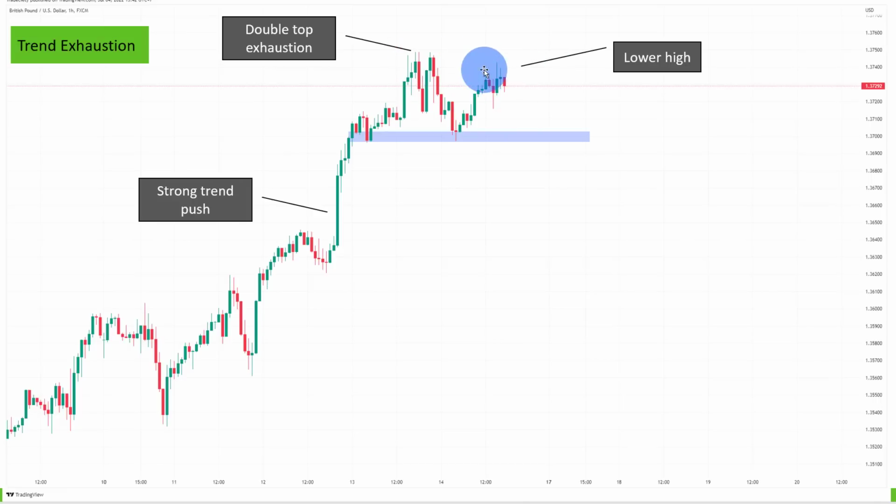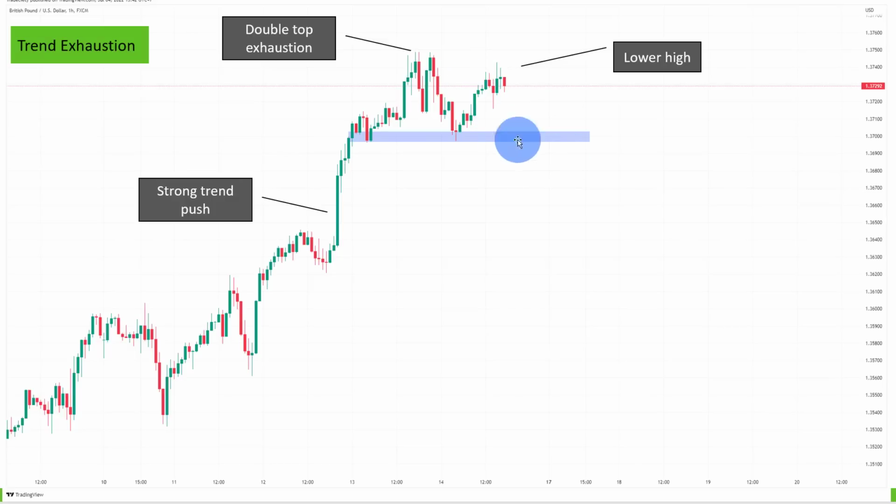At the right side here, we have a lower high, which means that the market is not able to continue the trend structure. So in a healthy uptrend, you would see that the market keeps making higher highs and higher lows, which the market is failing to do. We are pushing into a previous low here, and we are failing to make a higher low.